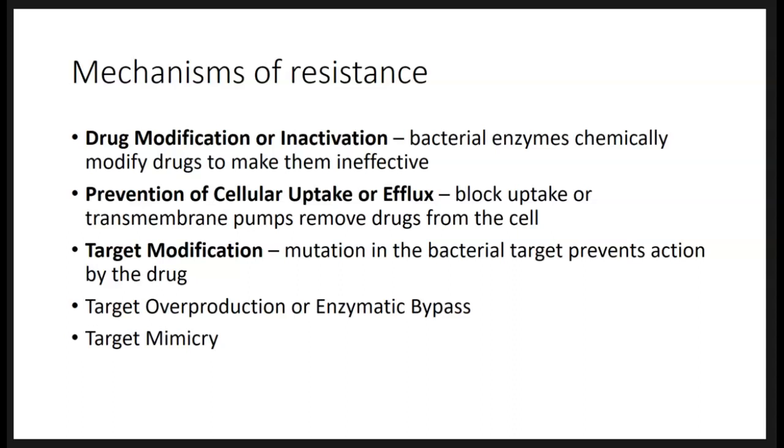Also, mutations in the bacteria to the target of the antibiotic. So remember that antibiotics target specific pathways or specific biochemical processes that are critical for the cell. Those enzymes or biochemical processes can be modified. And so the target of the antibiotic can mutate and prevent the antibiotic from being used. And we're going to see an example of that in the next few slides. There are also a couple other mechanisms of antibiotic resistance that some bacteria develop, but those first three are the most important ones.